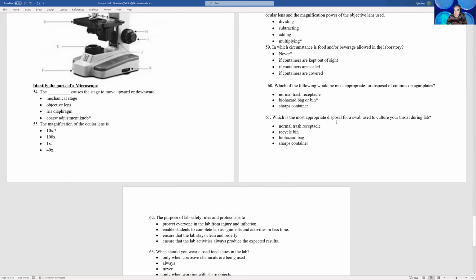Which is the most appropriate disposal for a swab used to culture your throat during the lab? A swab is not sharp, but it does have biological materials on it. So that would go in the biohazard bag. Again, anything that has living tissue or once living tissue or anything that's come from a living organism will go in the biohazard bag.